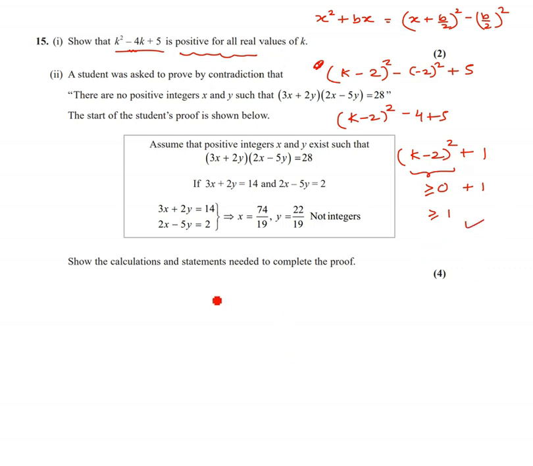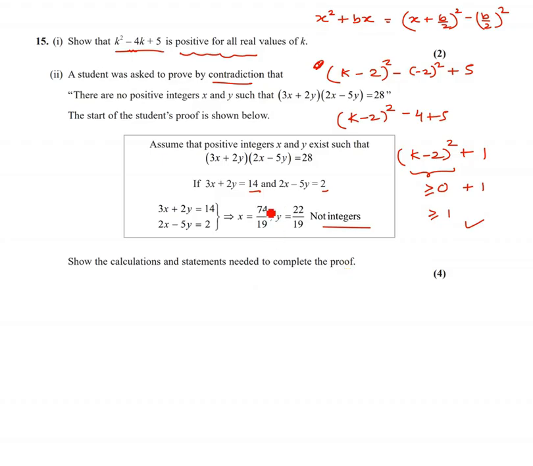Okay, now question 2. A student was asked to prove by contradiction that there are no positive integers x and y such that 3x plus 2y times 2x minus 5y equals 28. The start of the student's proof is shown below. Assume that positive integers x and y exist such that (3x plus 2y)(2x minus 5y) is 28. If 3x plus 2y equals 14 and 2x minus 5y equals 2, so he used these two factors, 14 and 2, for 28 and solved them, and they are not integers. Show the calculation statements needed to complete the proof.